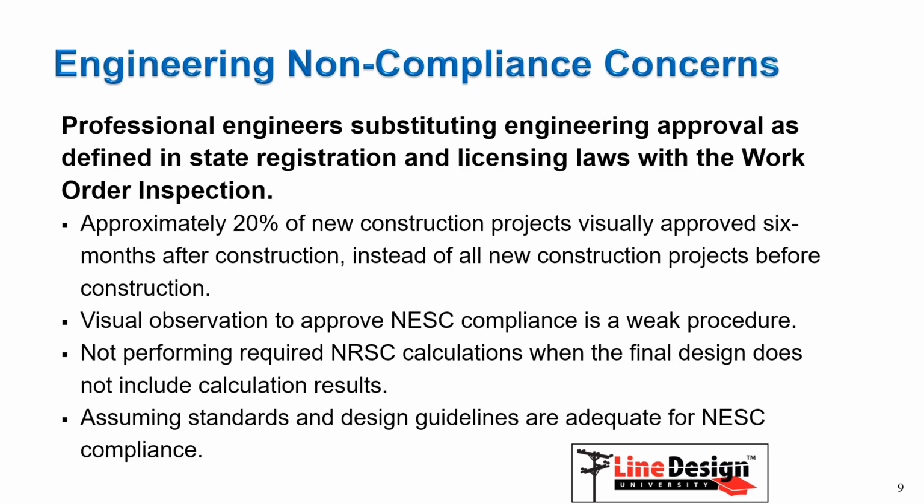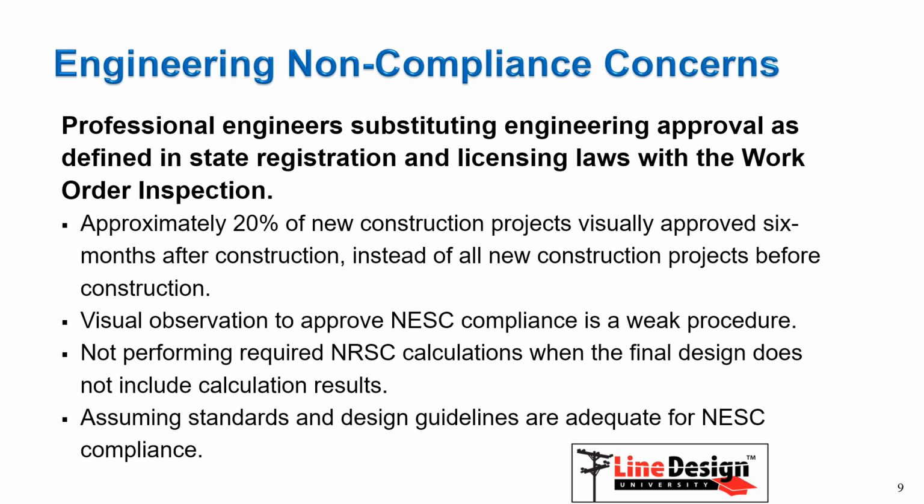The last common engineering noncompliance concern includes professional engineers substituting engineering approval as defined in state registration and licensing laws with the work order inspection. The work order inspection is identified in Federal Regulation 1724.32 and pertains to the inspection and certification of work order construction. The work order inspection is not a substitution for engineer approval as defined in state registration and licensing laws.